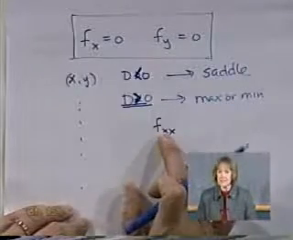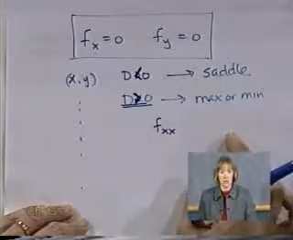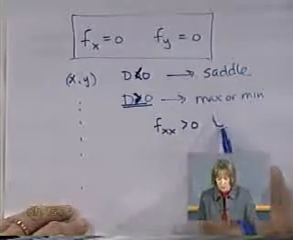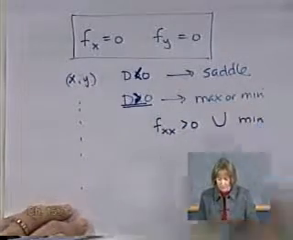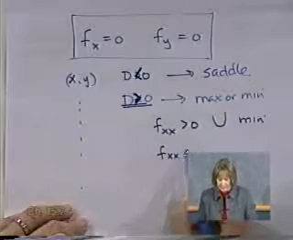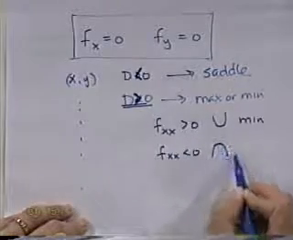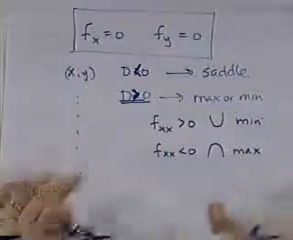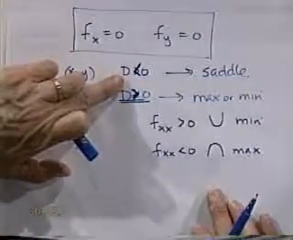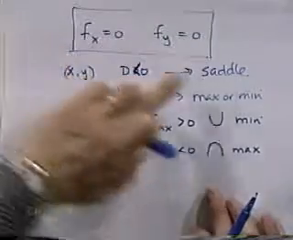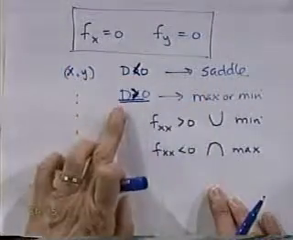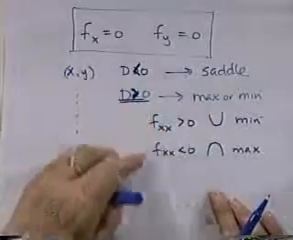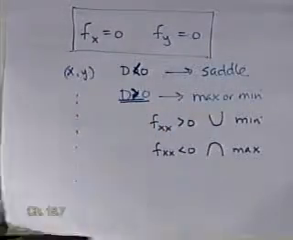So if fxx is positive, then fyy will also be positive. But if fxx is positive, that means you're concave up and you have a min. And if fxx is negative, you are concave down and you will have a max. All right, so having the discriminant less than 0 tells you that you have a saddle. If the discriminant is greater than 0, you're a candidate for a max or a min, and you have to further check your second derivative.